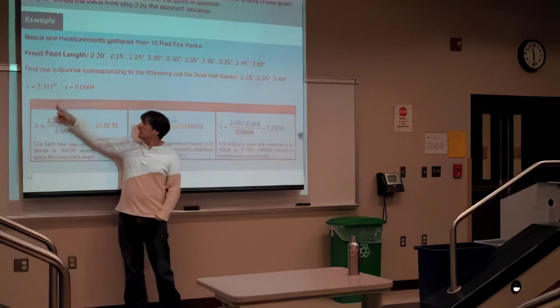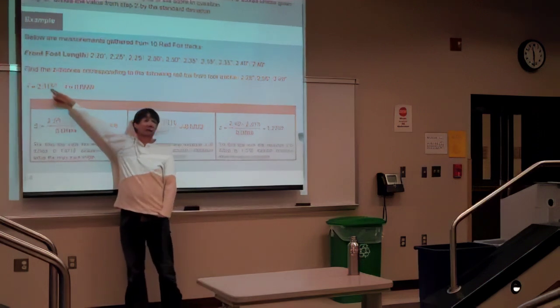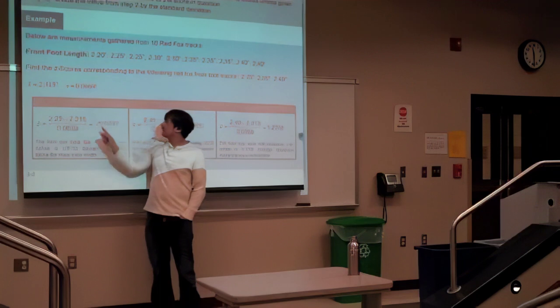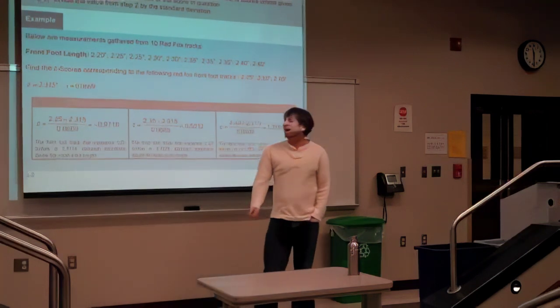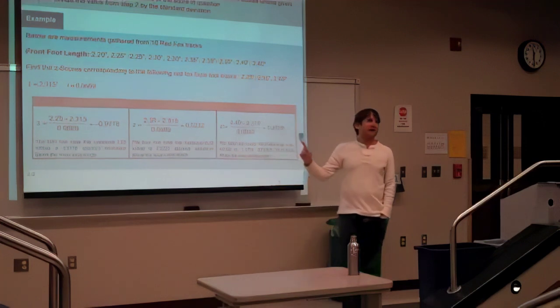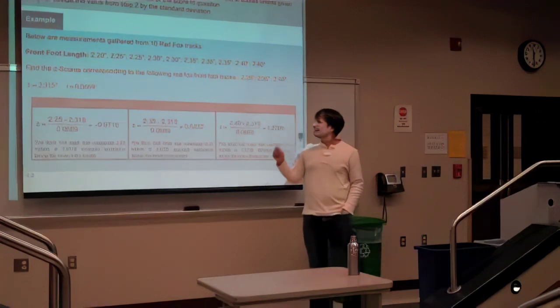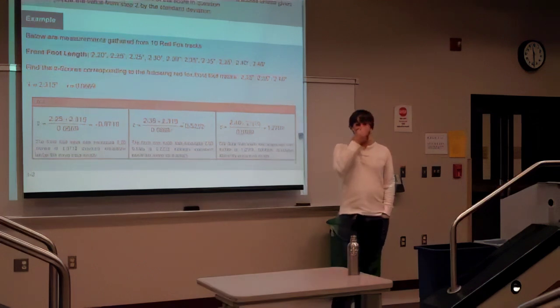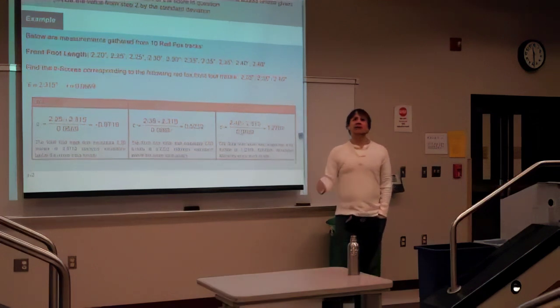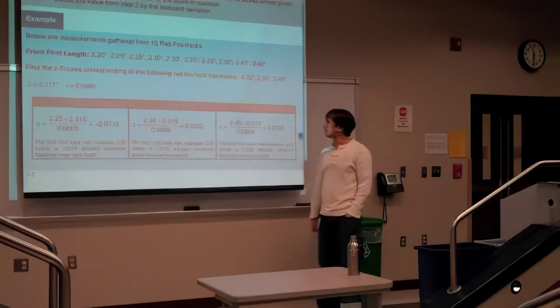So 2.25 is my score, minus the mean, divided by the standard deviation, we get negative 0.9716. That means that that track is 0.9716 standard deviations below the mean. So it's not that far. One standard deviation is not a huge distance, so it's not that far away.